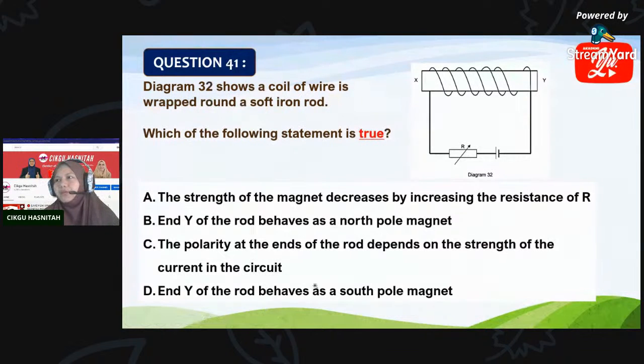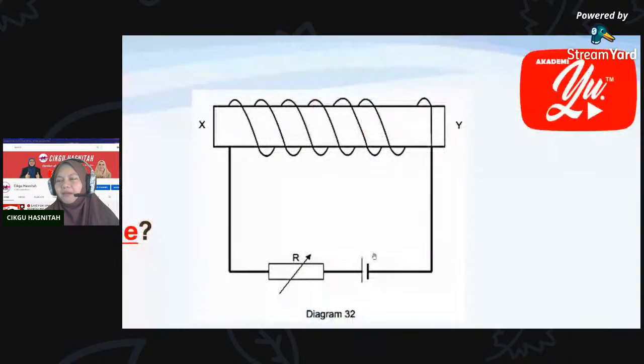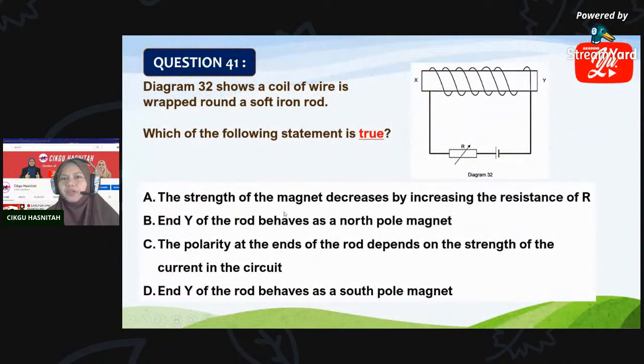If you refer to this diagram, this is the position of our cell and this is the rheostat. This is the solenoid. Okay, so which one is true? A, B, C, or D? A says the strength of the magnet decreases by increasing the resistance of R. Is that true? When we increase the resistance of R, the strength of the magnet decreases.